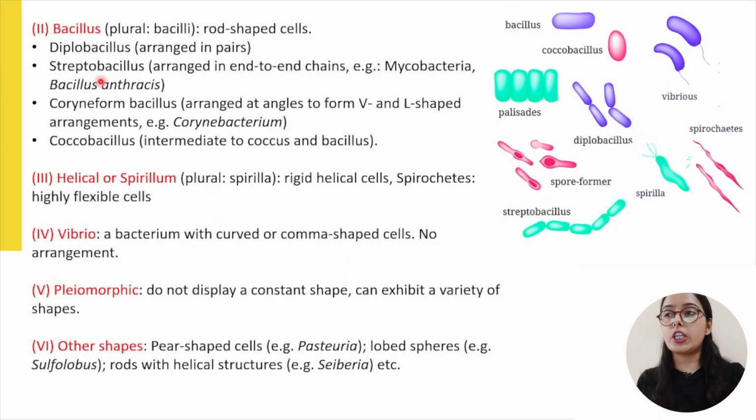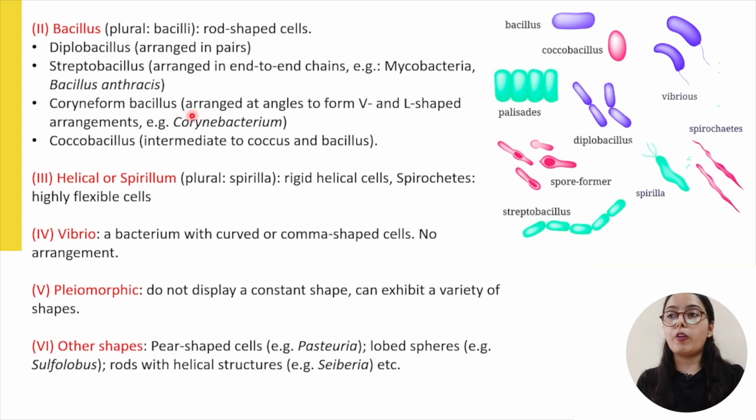Now, the next type of cell shape is bacillus. Bacillus is a rod-shaped cell. As you can see in this image, this rod shape, or cylindrical shape, is called bacillus. Now, just like coccus, if the bacillus is present in two numbers, such an arrangement is called diplobacillus, as you can see in this image. Similarly, when these rod-shaped cells are present end to end, such an arrangement is called streptobacillus. Apart from it, there is also an arrangement which is called corneform bacillus.